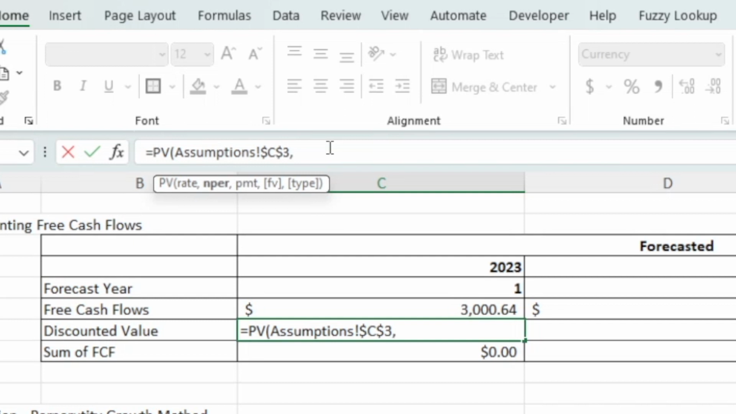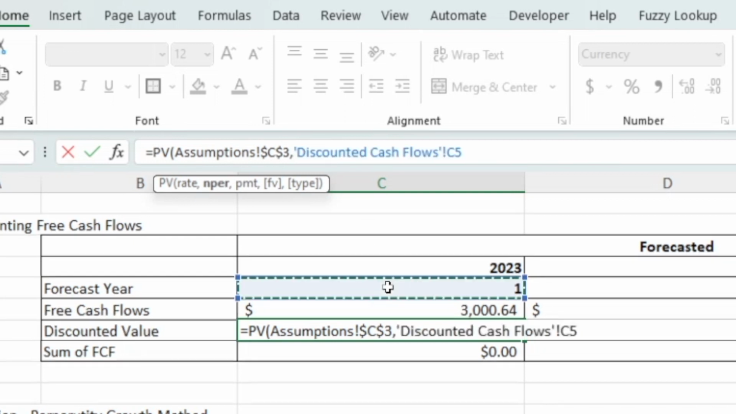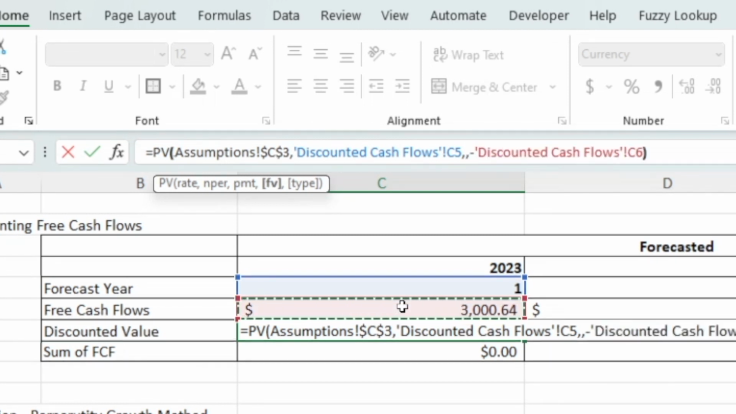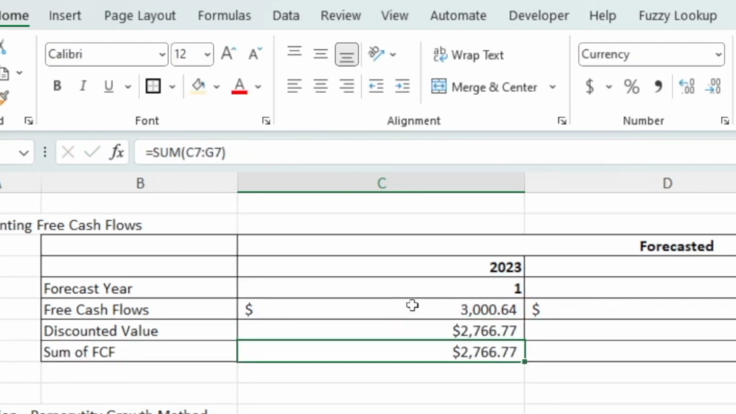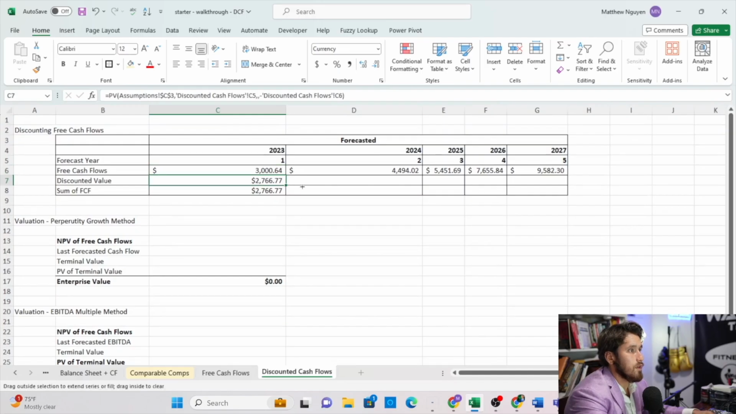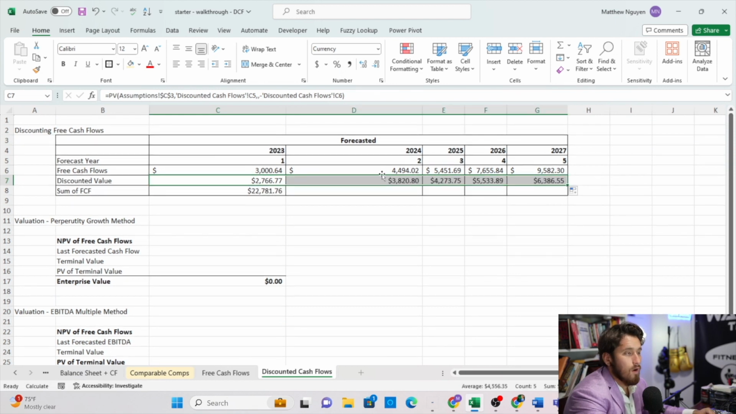Number of periods is going to be just 1. This is going to be the first period. We are not going to have a payment, and we know our future value will be equal to negative this. Okay, so we can pull this over. And now we have our present value, or the sum of the free cash flows that are discounted.